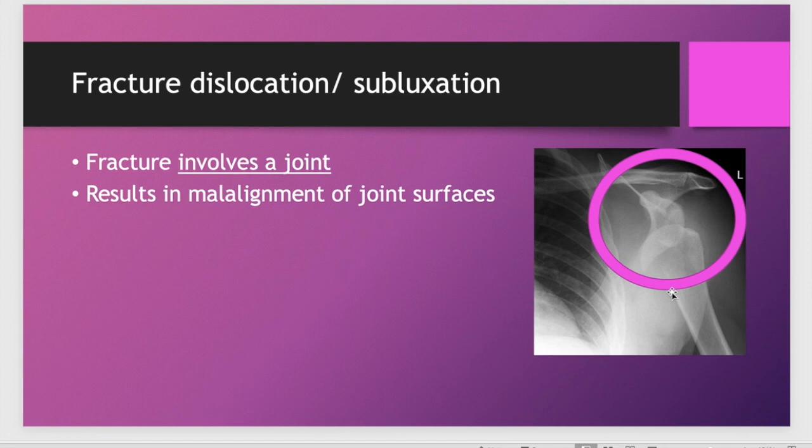A fracture, dislocation, or subluxation. It is still considered a fracture, but this fracture would involve a joint. So the joint surfaces, those articulations, are out of alignment. So here we have a shoulder dislocation. Make sure you circle that on your notes.